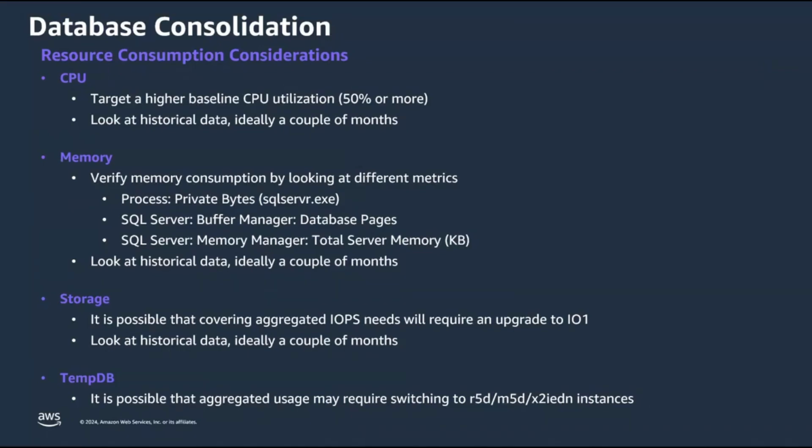And then with the IOPS, you also need to aggregate the IOPS and the throughput, and make sure you get the right volumes. Maybe you have all these GP2 volumes that end up consolidating to an IO2 volume. And then for TempDB, I again recommend any of those that end with a D for your target environment, like R5D, M5D, or X2iedn, because they have local NVMe storage, which is incredibly fast and is set up following Microsoft best practice across several data files. So it actually increases performance, I've seen in many cases.